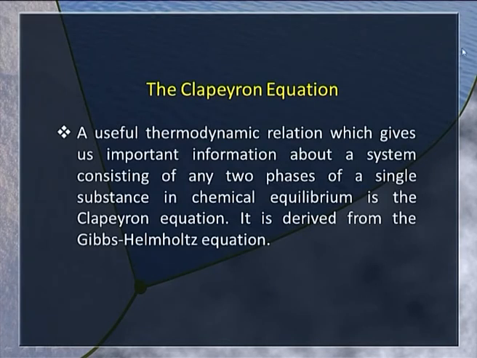One of the most important equations we have for a two phase single component system is the Clapeyron equation, and it was also developed by Clausius independently. So, in some cases they are known as the Clausius-Clapeyron equation, and we can use the Gibbs-Helmholtz equation to derive it.